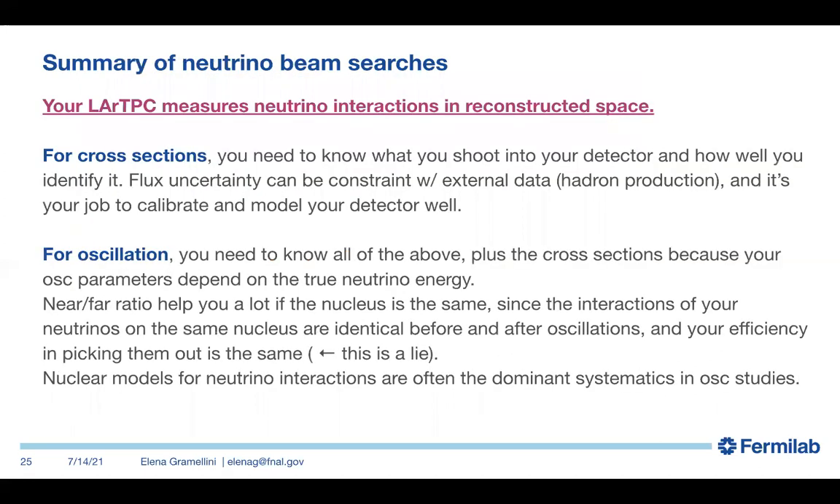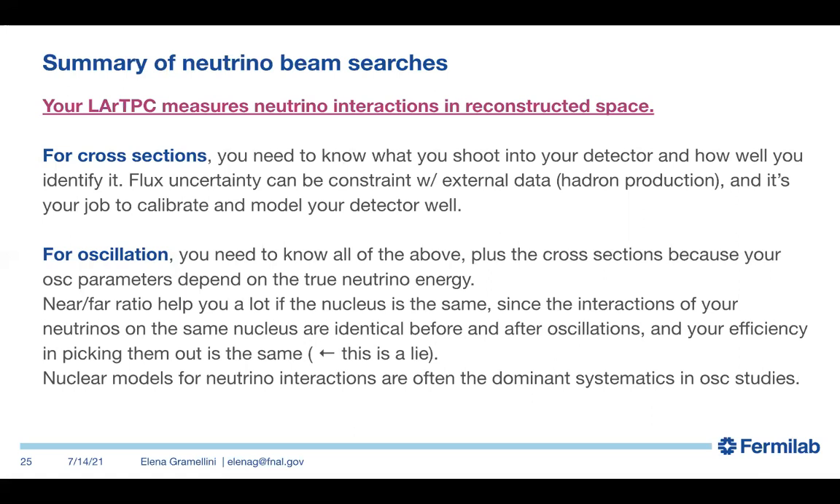So summing up, if there's one thing that you take away from this talk, it is that your LArTPC measures neutrino interactions in reconstructed space. And there's a lot of other modeling that you need to do to get from this information, what your LArTPC does, to the physics that you want to measure. So for cross sections, you need to know very well what you're shooting in your detector and how well you identify it. So backgrounds and efficiencies. Flux uncertainties can be constrained with external data, and it's your job to calibrate your detector very well.